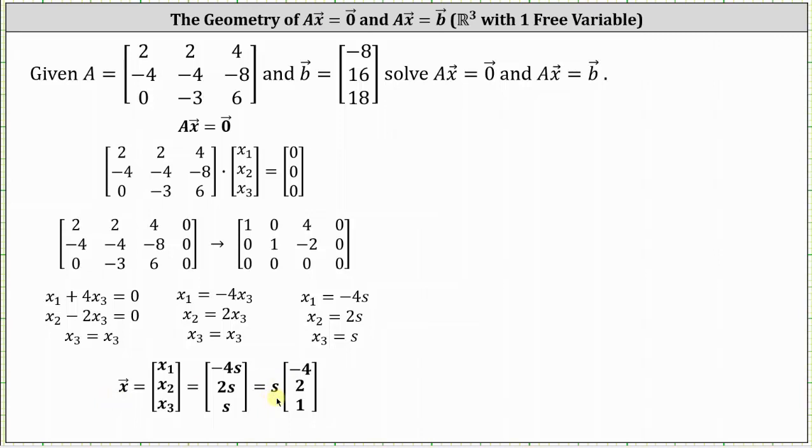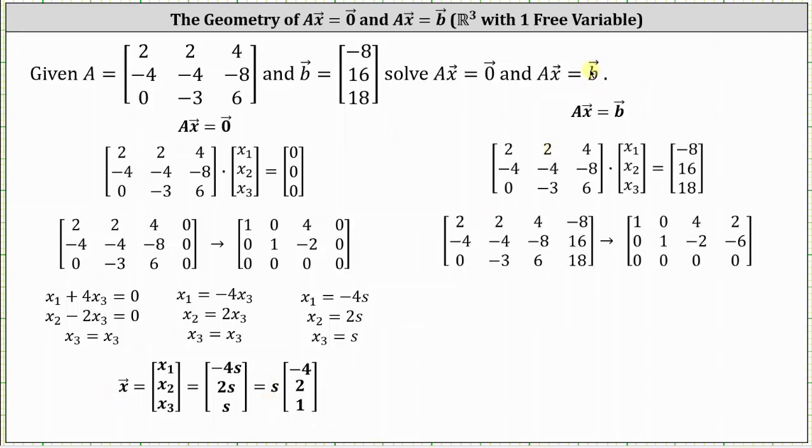to the 0 vector. And now let's solve the corresponding non-homogeneous equation where vector b is the vector negative 8, 16, 18. The process is the same. We set up the augmented matrix and then write the augmented matrix in reduced row echelon form. But notice now the fourth column is not a column of zeros.